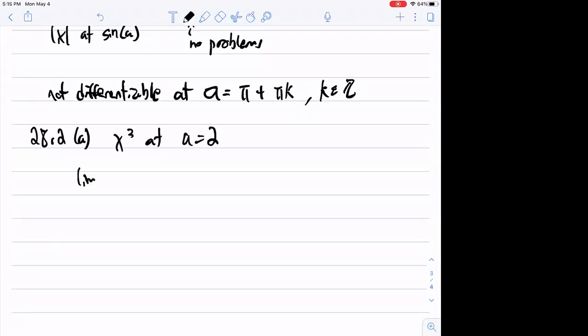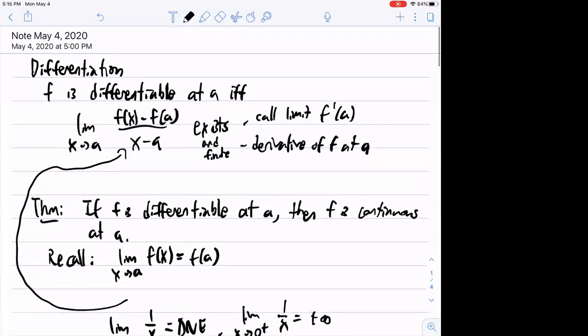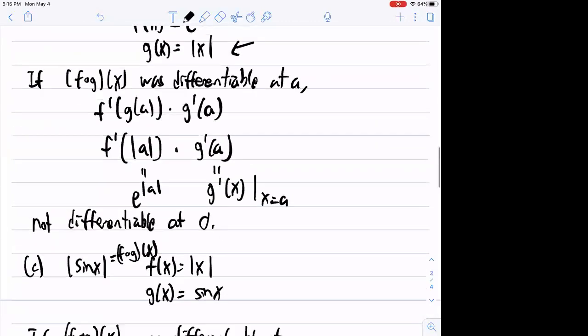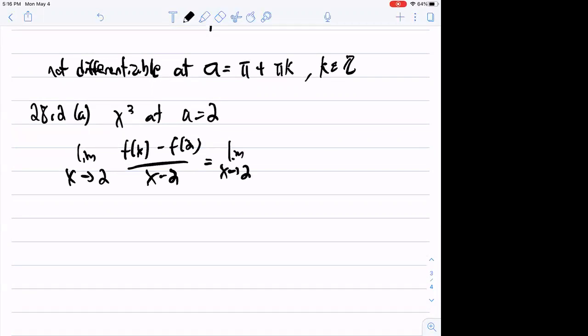So again, this is a limit. Let's go back. Our definition is the limit as x goes to a of f of x minus f of a over x minus a. So in this case, a is 2. So here we go, x goes to 2, f of x minus f of 2 over x minus 2. And then you just plug in, right? So here it's x cubed minus 2 cubed, which is 8, right?